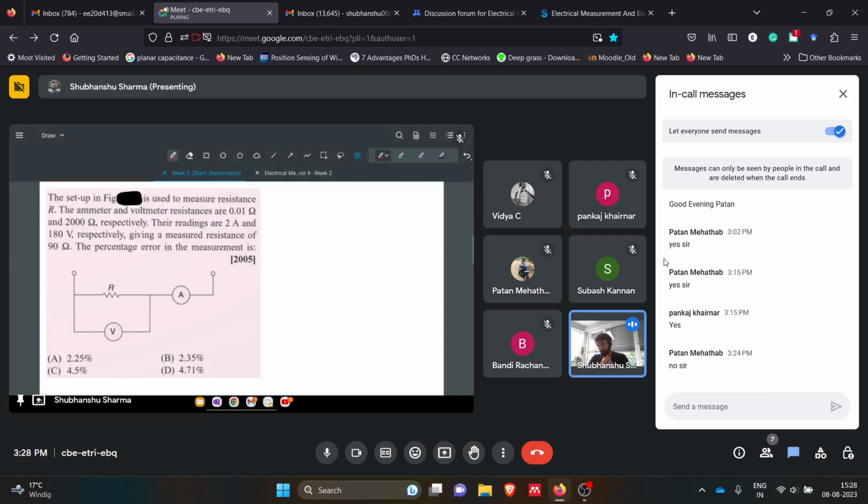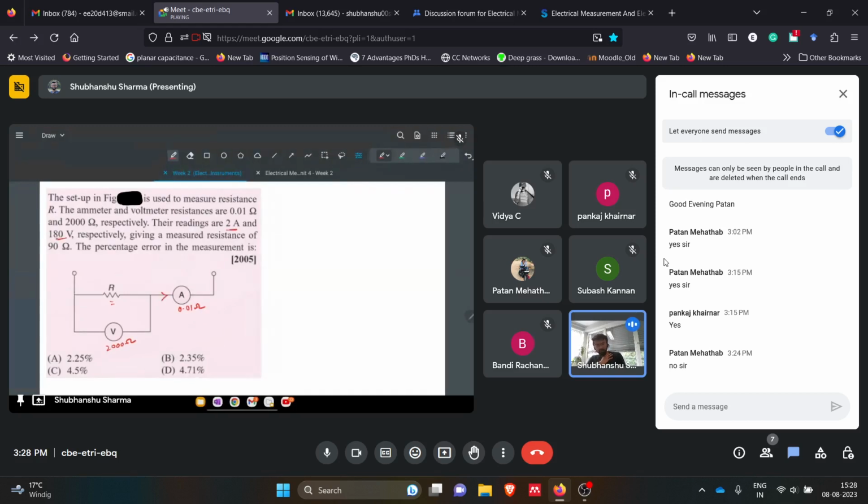So there is a setup, there is a figure. This is used to measure resistance R. So they are using this circuit to measure the resistance R. The ammeter and voltmeter resistance is R. So this is also a GATE question. The ammeter has 0.01 ohm and the voltmeter has 2000 ohm. Their readings are 2 ampere and 180 volts.